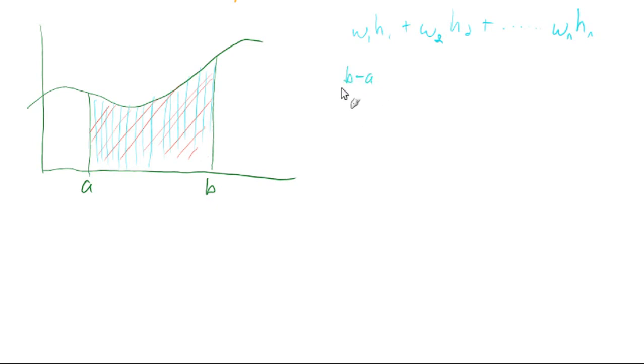So you could take B minus A over n times that first height, plus B minus A over n, still going to be the same width, times h2, all the way down to B minus A over n times whatever this last height is. And the heights are going to be different. You can see that just from the picture. So how do we find each of these heights? How do I find the first height, the second height, the third height? And just so that we know, this function is called f.